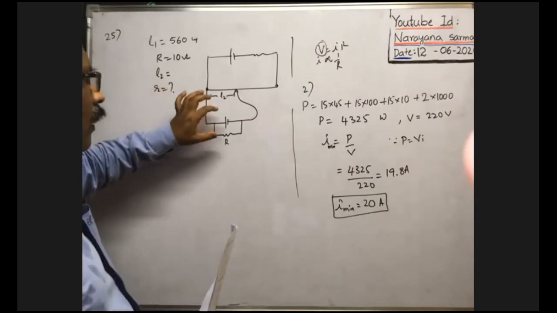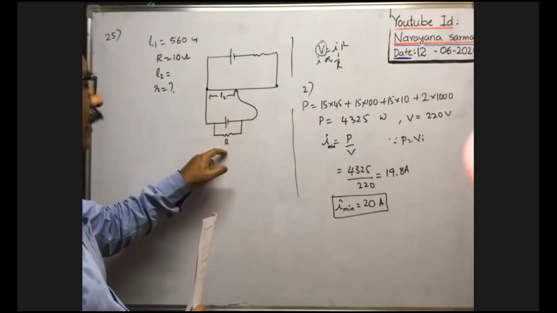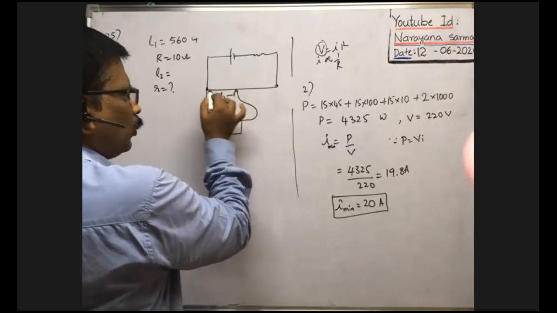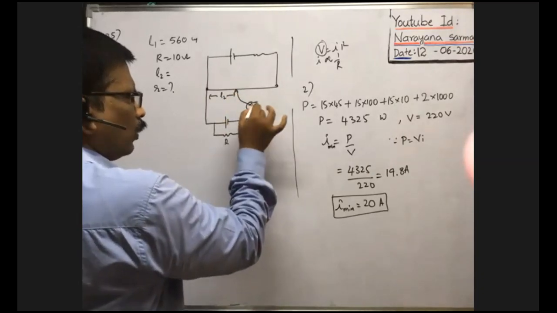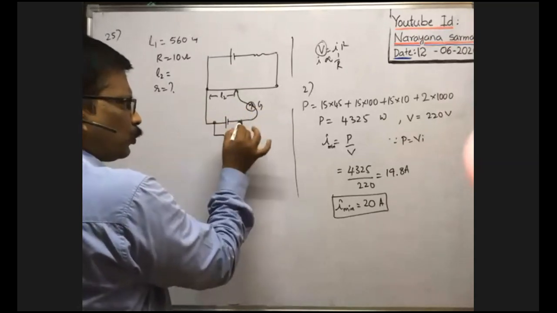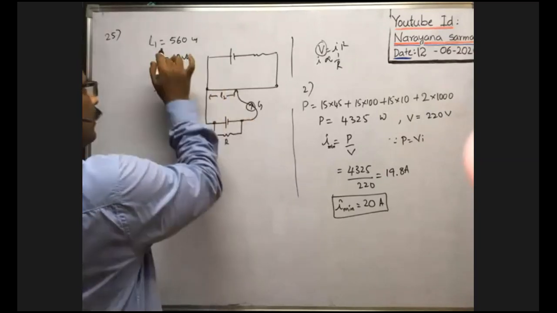Here you see, in the secondary circuit across the cell, when no resistance is connected, then whenever the balancing point is obtained, at that time no current is passing through this circuit. In such case, the potential difference between the two terminals of the cell is equal to the EMF of the cell only. For that EMF of the cell, balance length is L1.